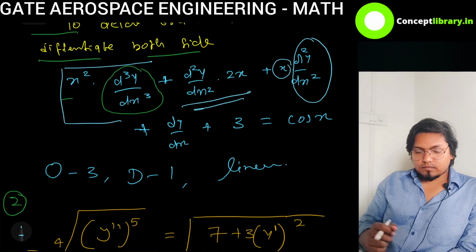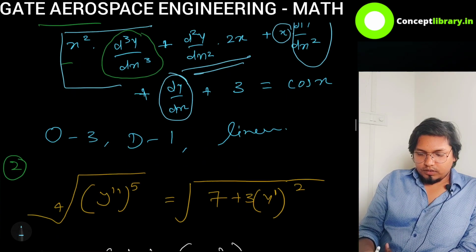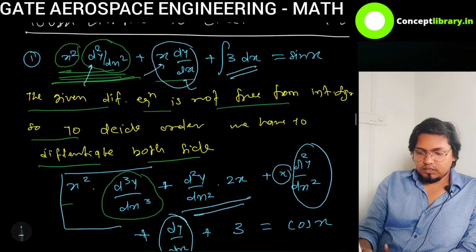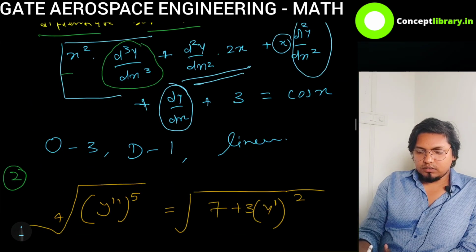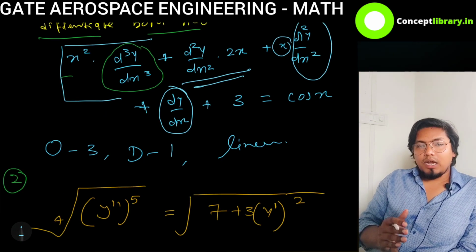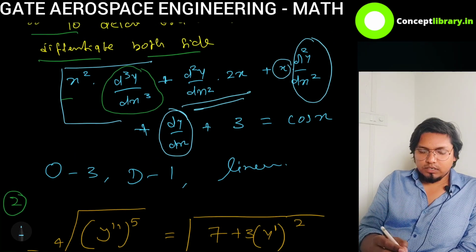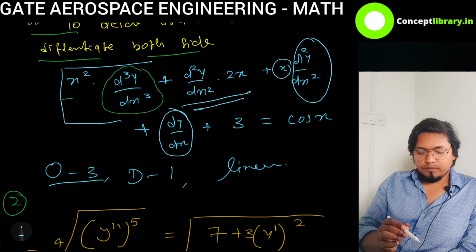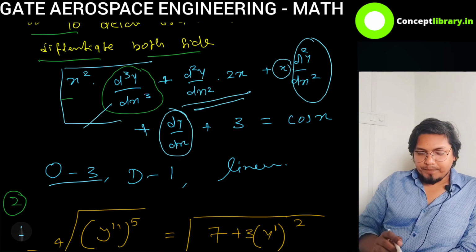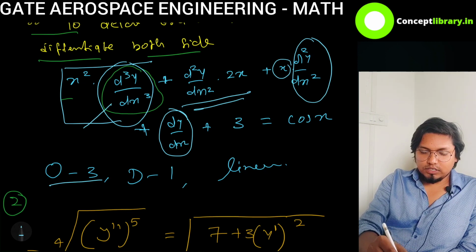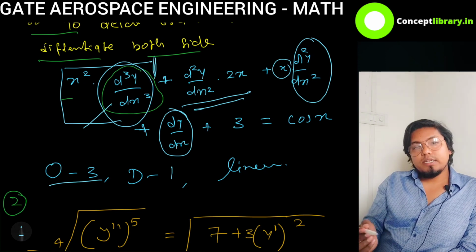So here we are then getting cos x, because when you differentiate sin x, you get cos x. So we understood that after differentiating we get a fresh equation. In that equation you can see the highest derivative we are getting is of order 3, so order is 3, and the power of that is 1 because it has just power 1. So degree is 1 and it is linear.